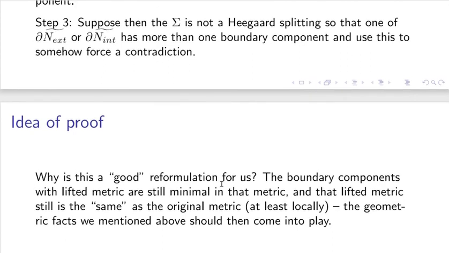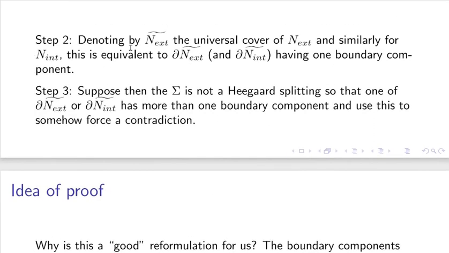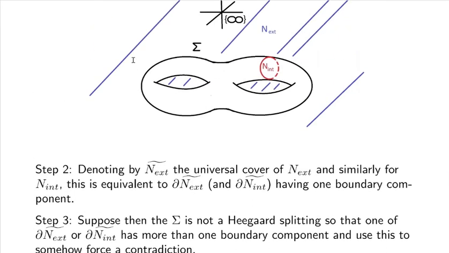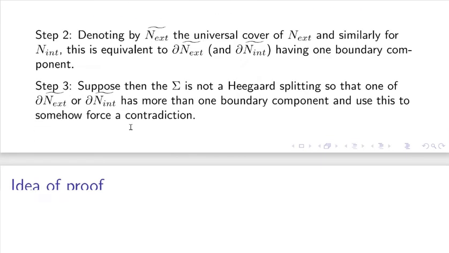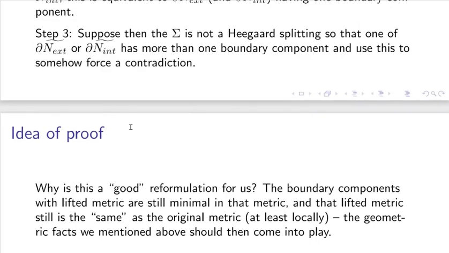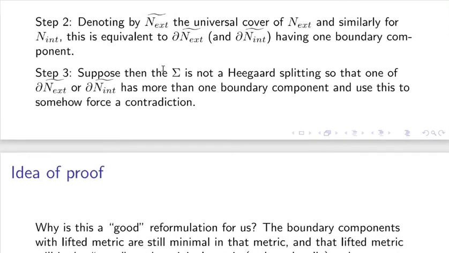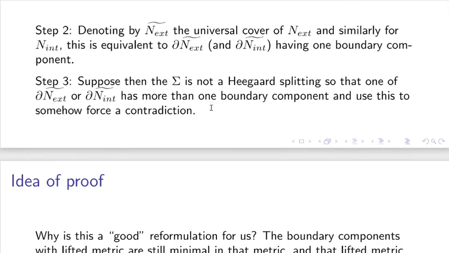So in particular, why is this a good reformulation for us? Well, we have Frankl properties, right? So these boundaries here, because sigma is minimal and it's metric, even when you lift everything, you're also going to lift the metric, right? You'll still be minimal. And then supposing that there are actually 2 boundary components or more for either of these, you would then hope to get a contradiction using the Frankl property.